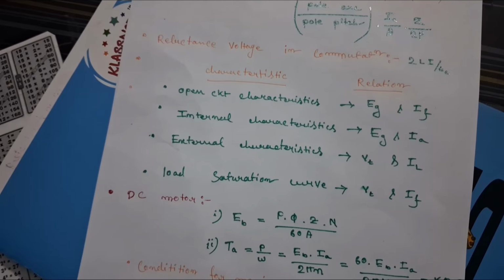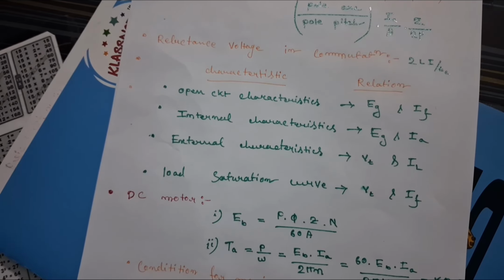In DC motor, torque generated Ta is P by omega. Here P is power, omega is speed in radian per second. T is equal to P by omega. Also, T is equal to Eb Ia by 2 pi N. Here Eb is back EMF, Ia is armature current, and N is RPS.